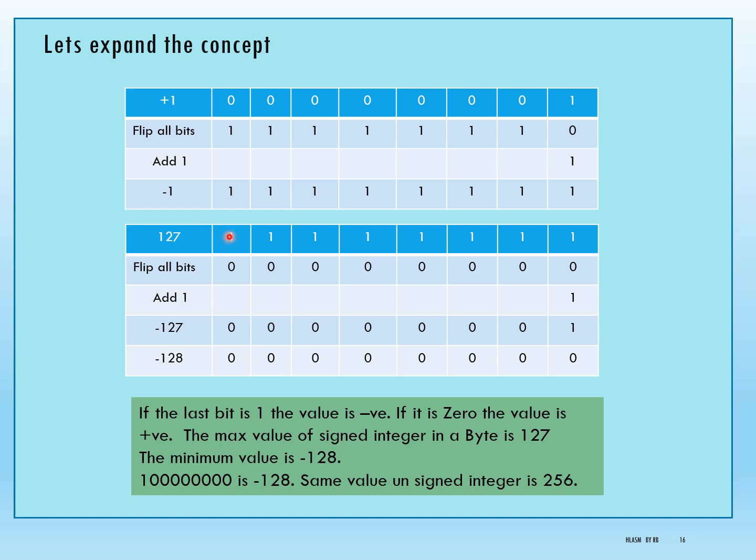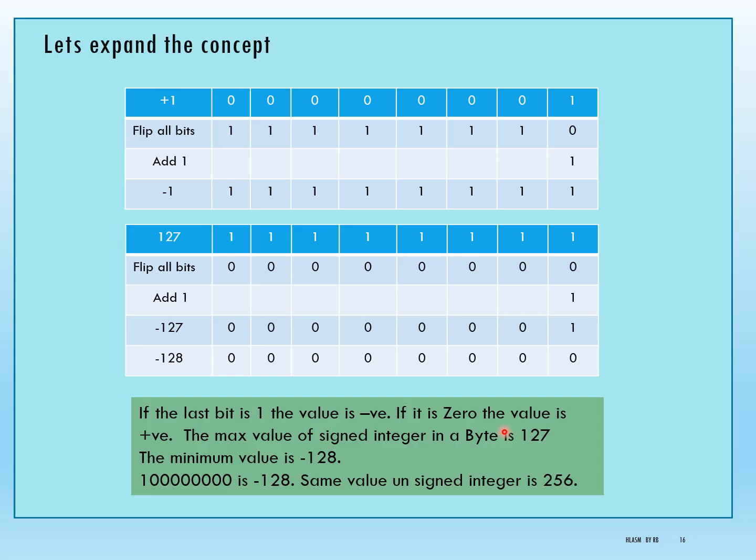So the leftmost bit you look at: if it is 0, it is a positive value, and if it is 1, it is going to be a negative value. If I remove 1 from this, minus 127 minus 1 is 1 followed by all zeros, which is nothing but minus 128. So every time you have to convert a positive to negative or negative to positive, you need to flip all the bits and then add a 1 to it.